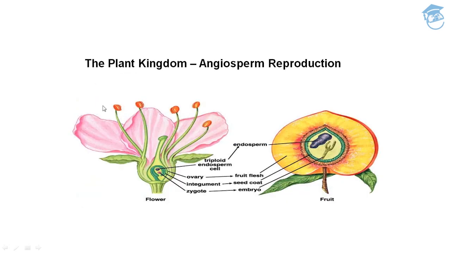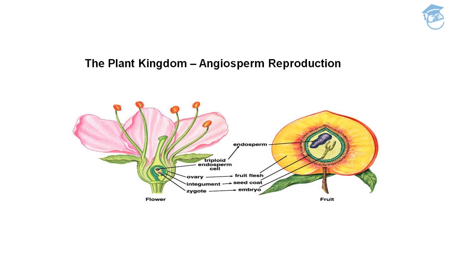Okay, so this is the flower, or brightly colored flower, which is a unique characteristic of angiosperms. This is the female reproductive part. These filaments and anther, they are the male reproductive parts. This is the ovary. These are the integuments. This is the zygote, which is 2n in number. Zygote gives rise to embryo. Integument gives rise to seed coat, and ovary gives rise to fruit. So ovary later becomes fruit, integument becomes seed coat, and zygote becomes embryo.